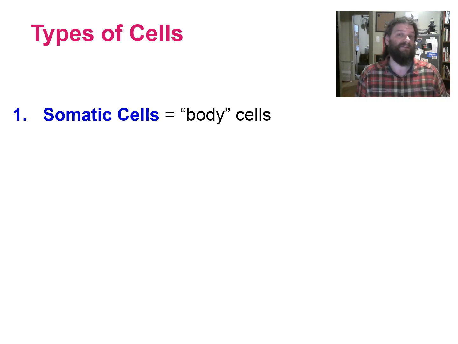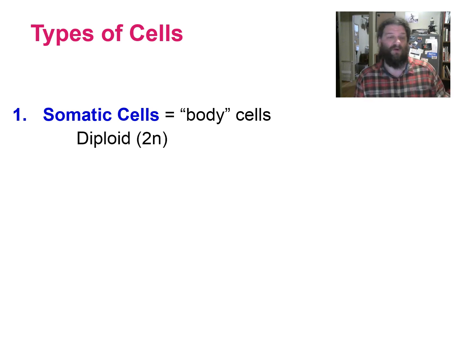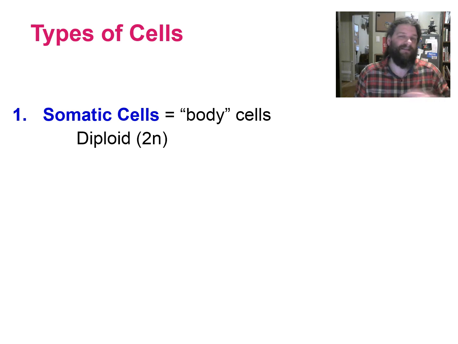What that means is, since each parent donates genes for each trait, your genes for traits come in pairs. Most sexually reproducing organisms are diploid, meaning that their genes for traits come in pairs, one from mom and one from dad. And since all of your genes are arranged on chromosomes, that means your chromosomes come in pairs, one from mom and one from dad. The fact that they come in pairs is reflected in this number, 2n.